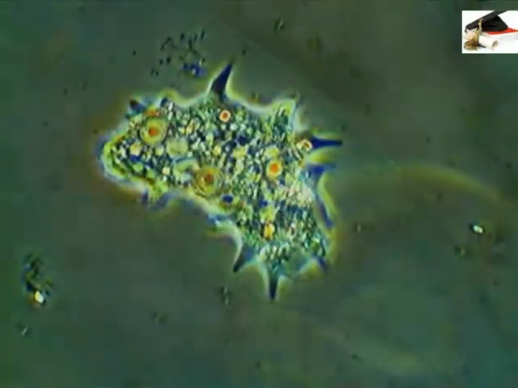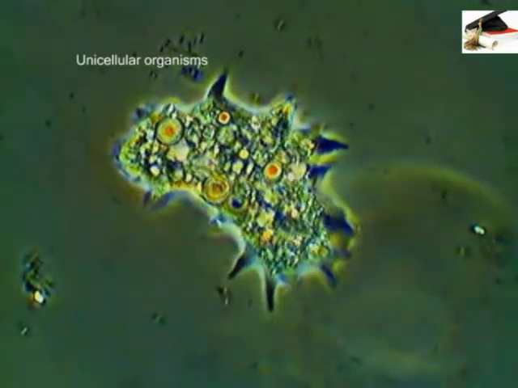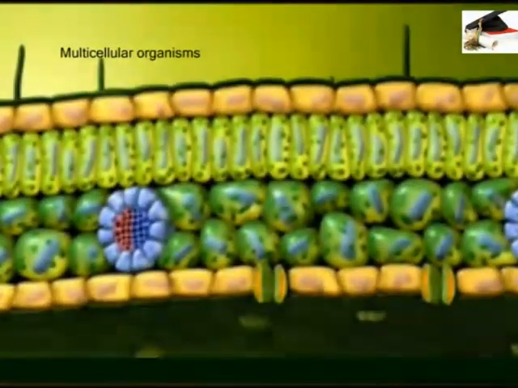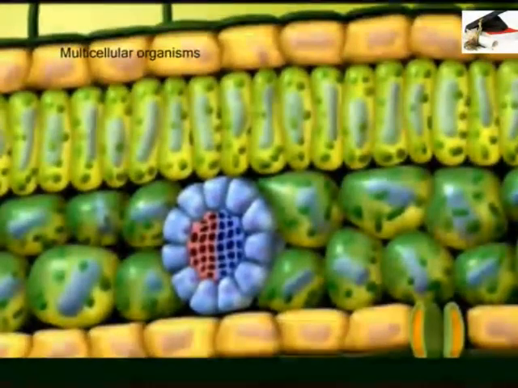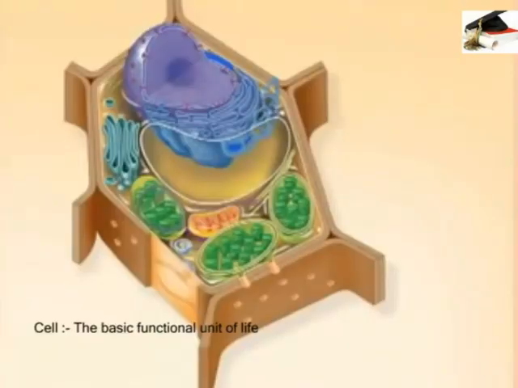Some organisms are composed of a single cell only and are said to be unicellular, for example, the amoeba and bacteria. Others are composed of many cells and are said to be multicellular, for example, humans and giant trees. Therefore, a cell is defined as the basic unit of life or the basic unit of an organism.